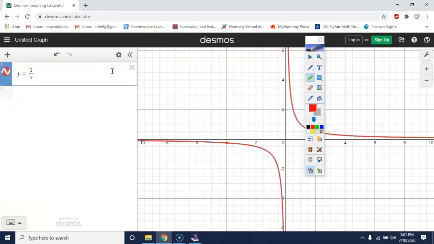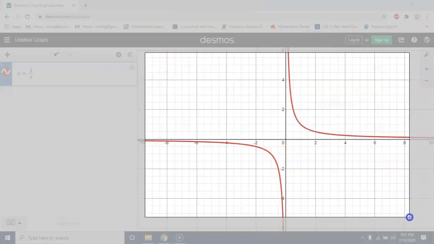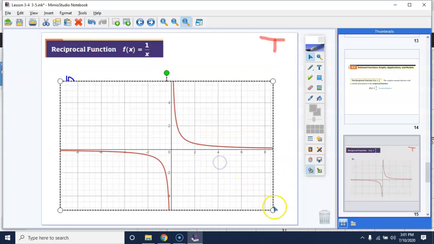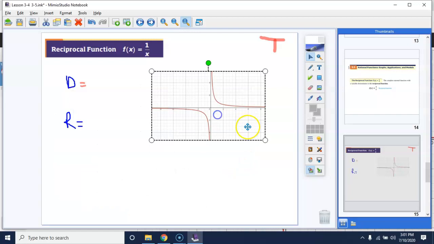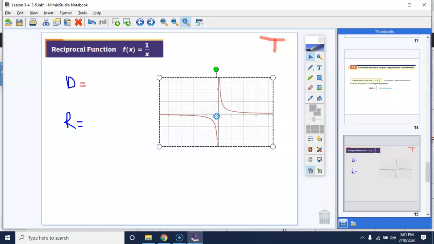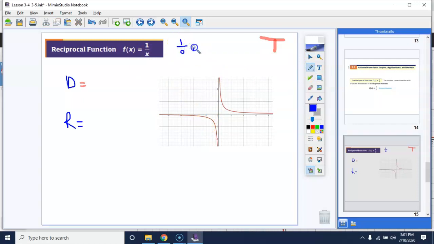1 over x. If you graph it, this is how you see it. It looks crazy, right? Here we are. So I want you to see that the graph keeps getting closer to 0. It never becomes 0, because if you put x as 0, it's going to be 1 over 0, which is undefined, right? So that's why x cannot be equal to 0. So the domain could be all numbers except 0.